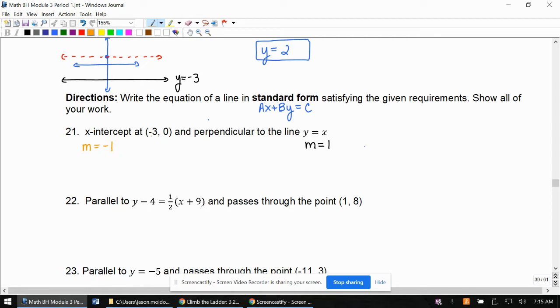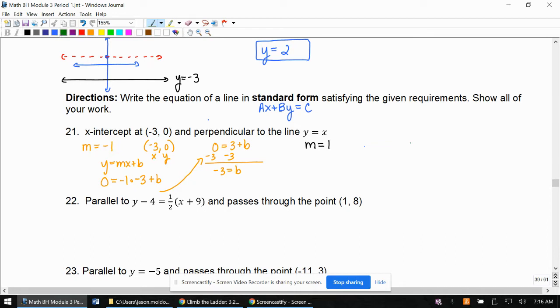And the fact that this is an x-intercept is cool and all, but we just have to go through the process of solving for b. So we're going to plug this into y equals mx plus b, and then we'll do some extra work to get it into standard form. So we have 0 equals -1 times -3 plus b, which is 0 equals 3 plus b. Additive inverse, move the 3 to the other side, and we get -3.